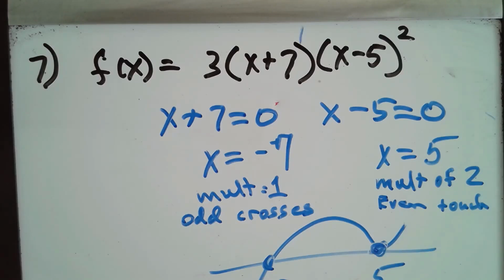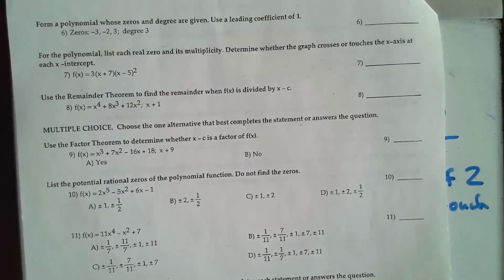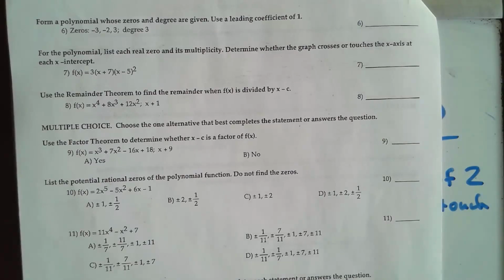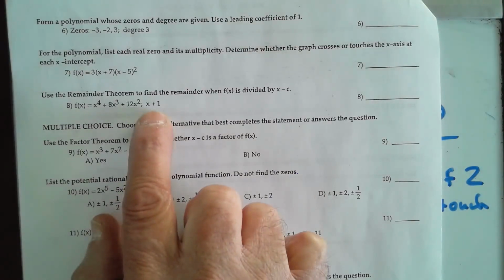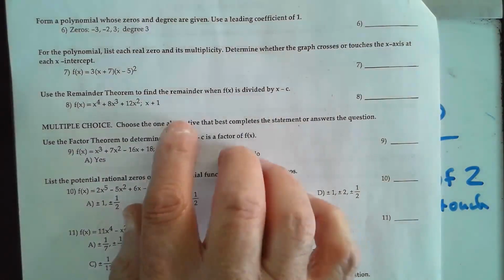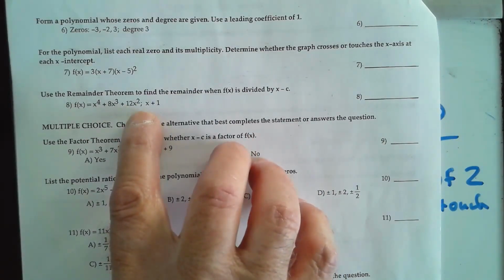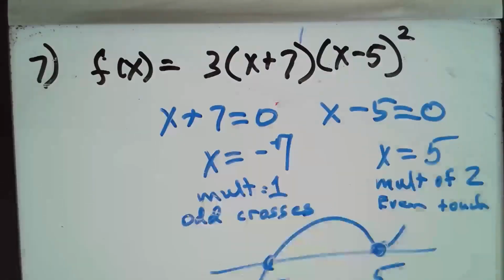Use the remainder theorem. So problem 8. Any questions with that? Use the remainder theorem. That's where we had to take this, set it equal to 0, like a factor, and then plug it in. And if you use the remainder theorem to find the remainder, whatever comes out is the remainder. So if we were to use synthetic division, we would get the same remainder. Let's do that real quick.